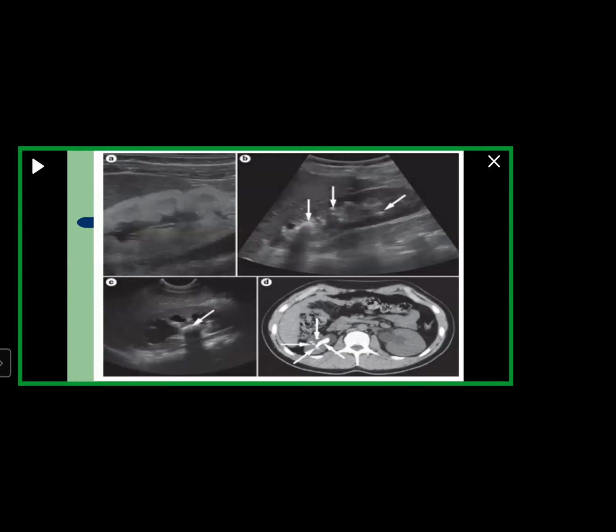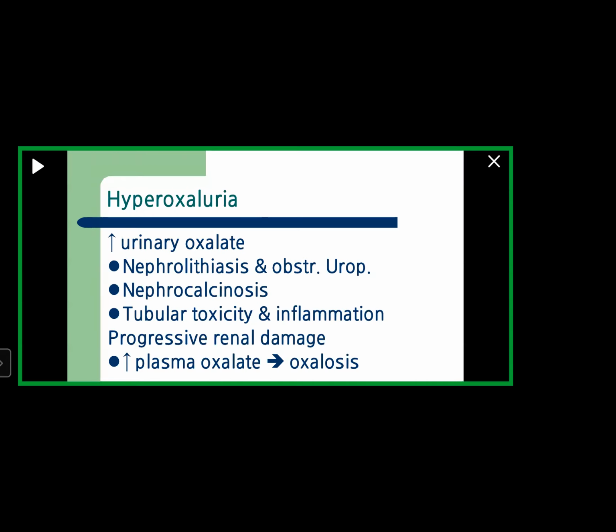Early manifestations of primary hyperoxaluria are going to be mostly related to nephrolithiasis, urolithiasis, and nephrocalcinosis. Increased urinary oxalate can also be associated with obstructive uropathies, with calcium oxalate deposits in the renal parenchyma, which we call nephrocalcinosis, and with tubular toxicity and inflammation. And this is going to become very important later in our presentation.